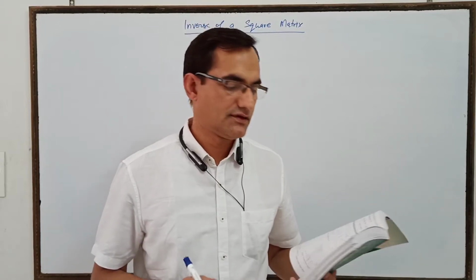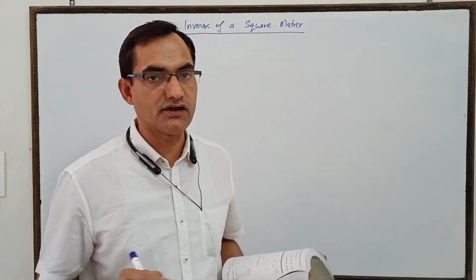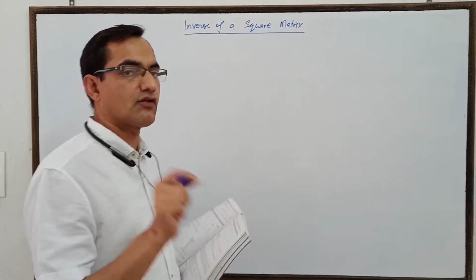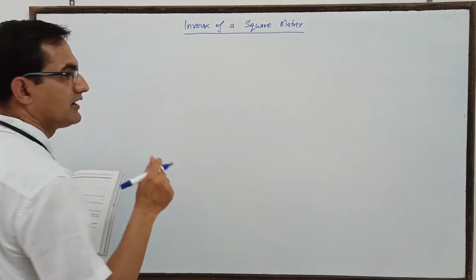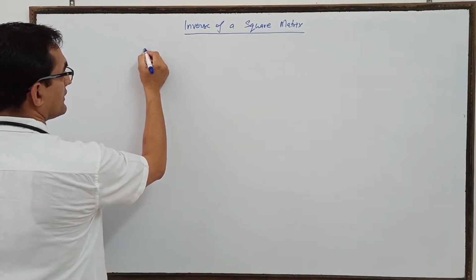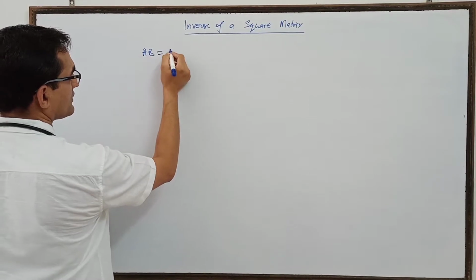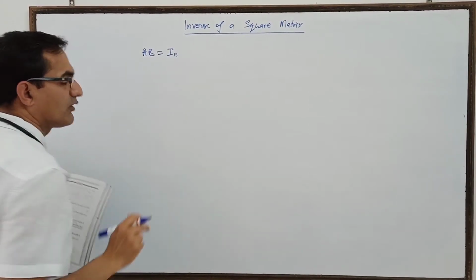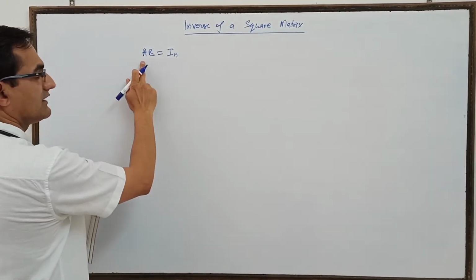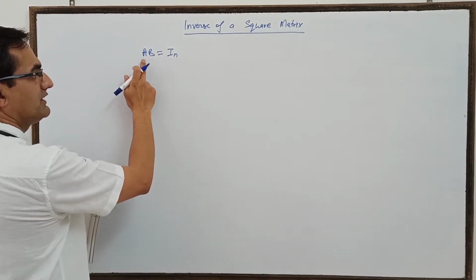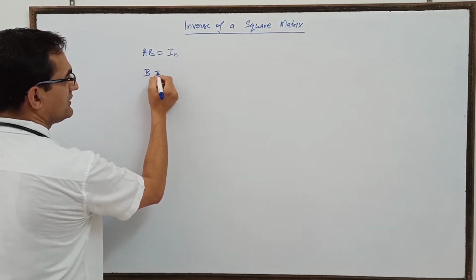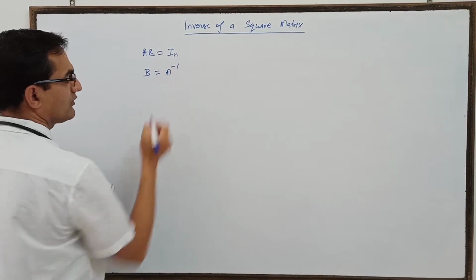Hello students, today we will discuss the inverse of a square matrix. If A is an n-row square matrix, and it is given that AB is equal to the identity matrix of order n, then we will say that A is an inverse of B and B is an inverse of A. You can write B is equal to inverse of A.